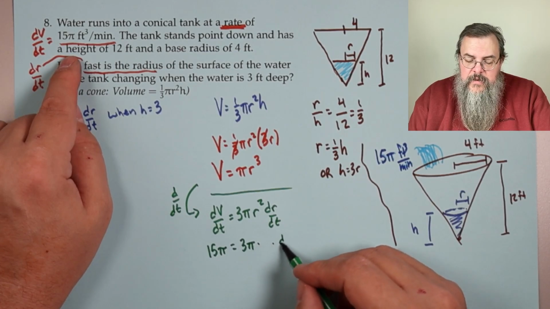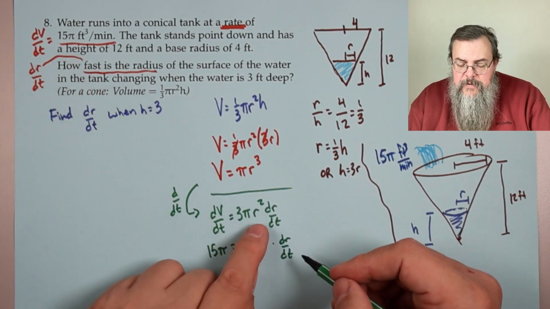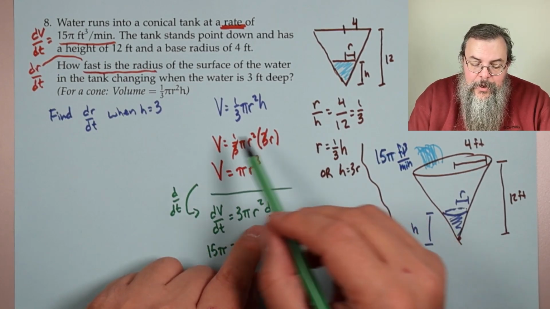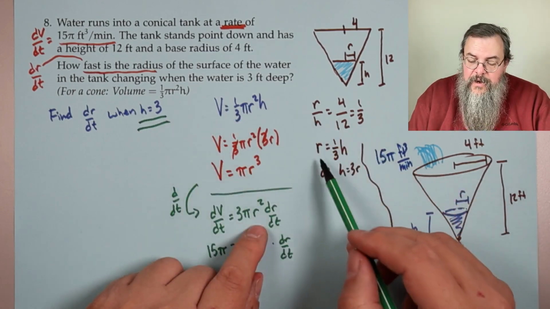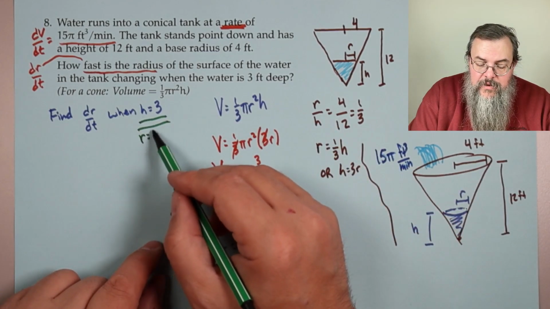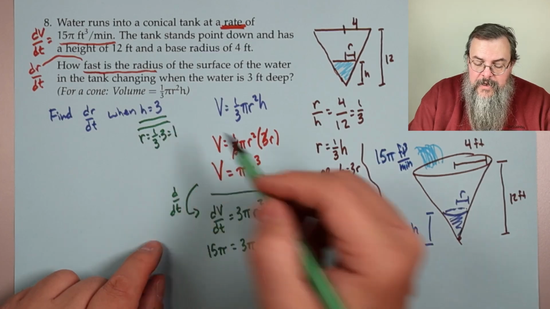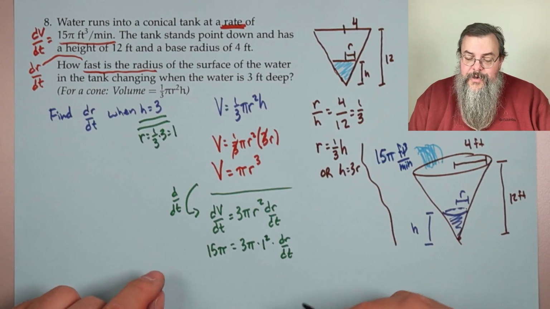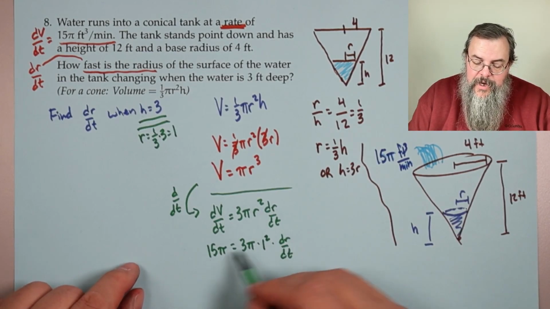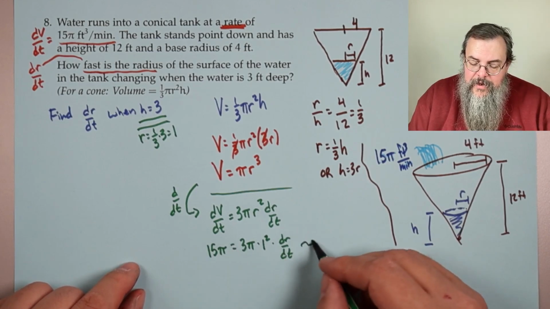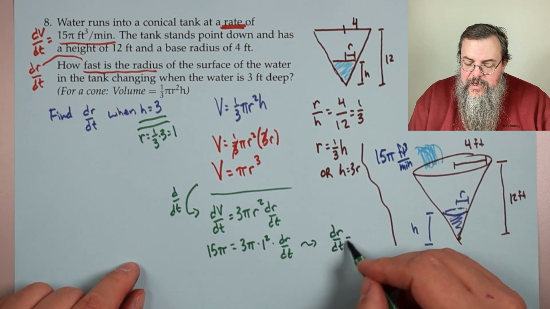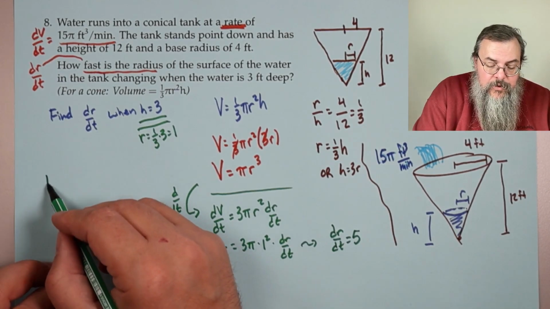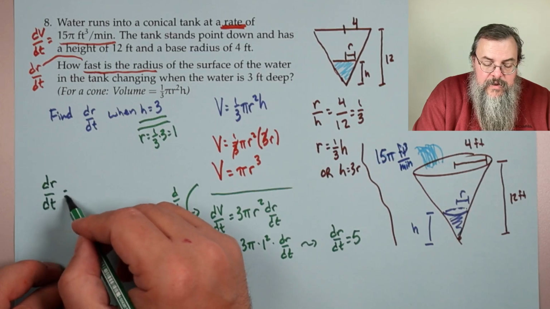And now we're almost there if we knew what r was. But we can figure it out, right? We're told h equals 3. r is 1/3 h. So r is 1/3 times 3, which is 1. So that's 1 squared. So what's our great aha? Well, 15 pi divided by 3 pi gives us a grand total of dr/dt is 5. So our final answer, right over here, is dr/dt is equal to 5.